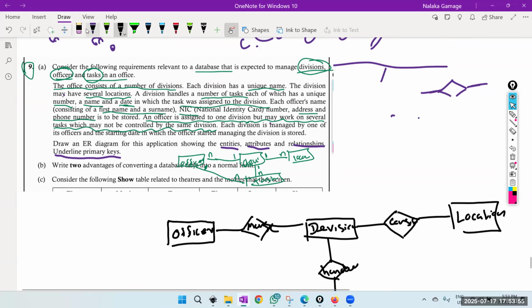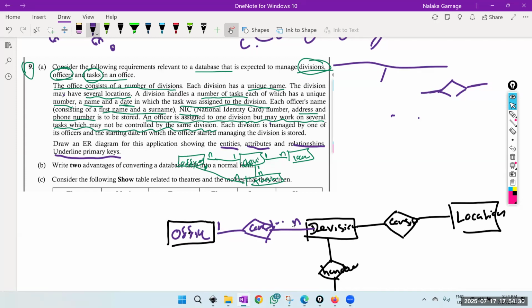I'll make this first office. So then it is not manage. Office, say consists of divisions. The office consists of a number of divisions. That means hopefully office has many divisions, a number of divisions, and one division belongs to one office.